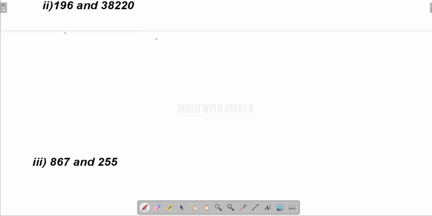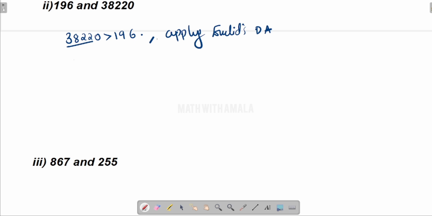The second question: 196 and 38,220. Here it is clearly visible that 38,220 is greater than 196. So you have to find the HCF through Euclid's division lemma. Let's apply Euclid's division algorithm for 38,220, and you have to note that this number is to be expressed in terms of 196. So simply you can say 196 × 195 = 38,220, which means the remainder is 0.